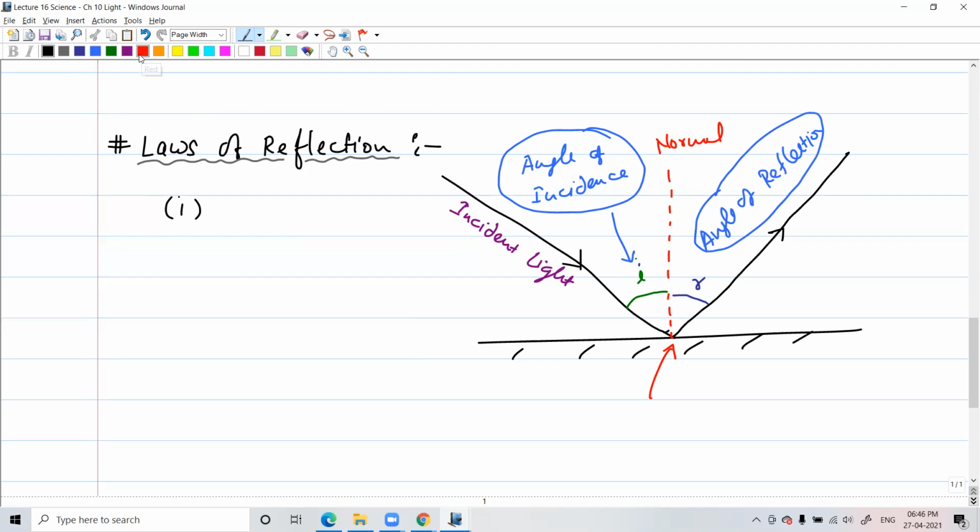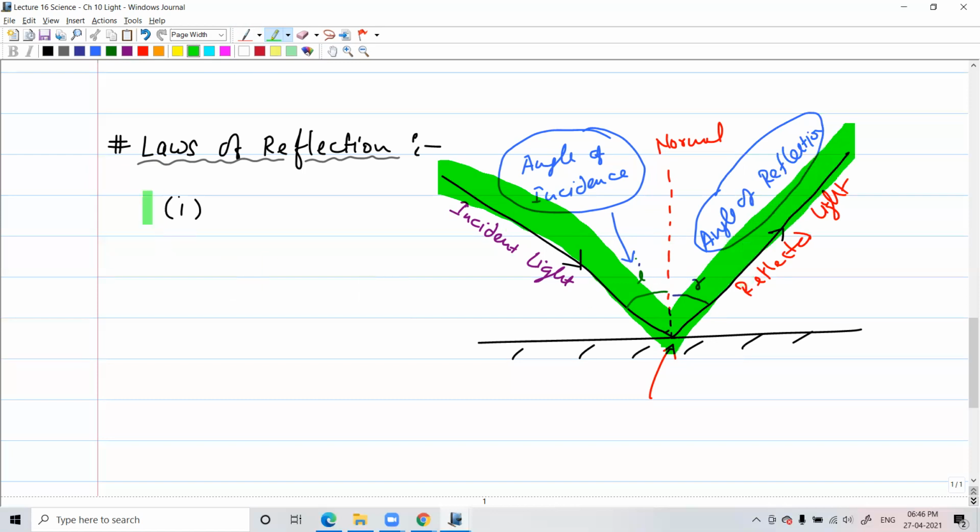This light is your reflected light. So what is happening here? Let me just explain that a little bit. Light came like this. This is the incident light. And then it was at an angle I with the normal. So it will get reflected back at an angle R in such a way that angle I is equal to angle R. Okay. Angle of incidence is equal to the angle of reflection.